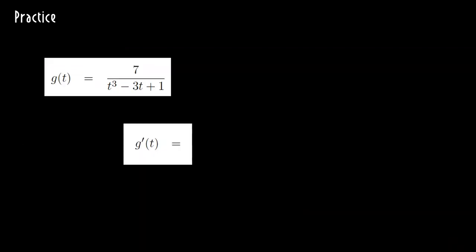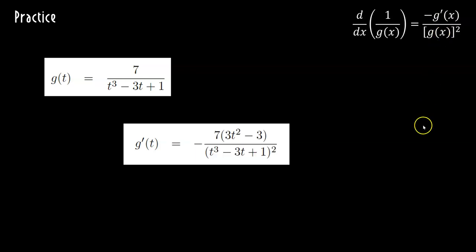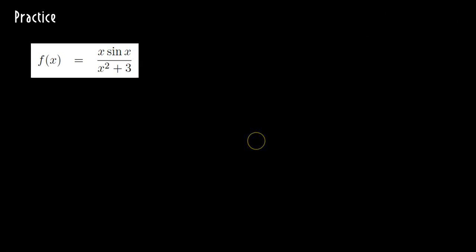Here we have one where there's a constant on top. So it's going to be negative the derivative of the bottom over the bottom squared. So that gives me a negative. The 7 just gets dragged along because it's a constant. The derivative of the bottom is 3t squared minus 3, and the bottom squared is t cubed minus 3t plus 1 quantity squared. Now here's one that's a little bit oogier.